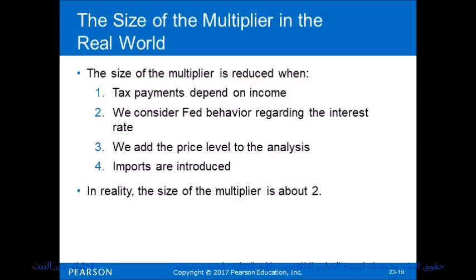Note that the size of the multiplier in practice is reduced when: number 1, tax payments depend on income; 2, we consider the central bank's behavior regarding the interest rate; 3, when we add the price level to our model or analysis; and finally, when imports are introduced in our model. In reality, the size of the multiplier is about 2.